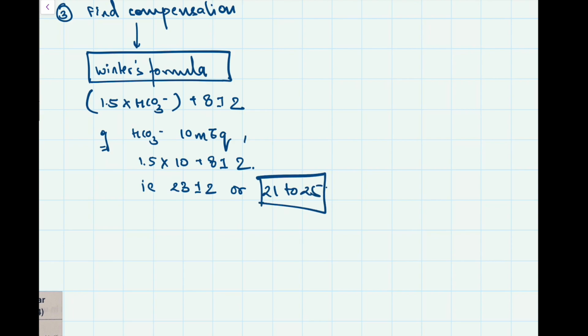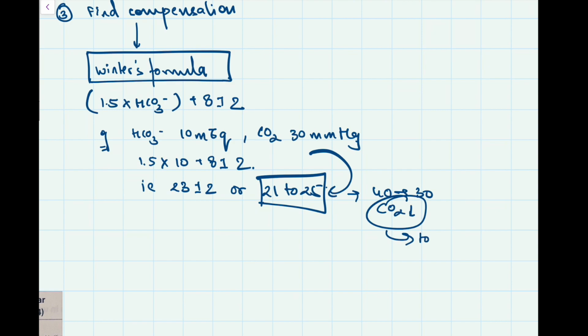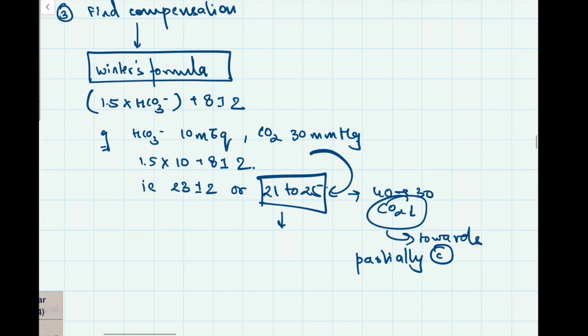Now suppose in the given question it is given that the CO2 is, let's say, 30 mmHg, that means it is more than 25, right? So from 40 it has dropped down to 30, so CO2 is decreasing, that is it is moving towards compensation, or it is partially compensated, right? While if it is between 21 to 22, it is a compensated event.